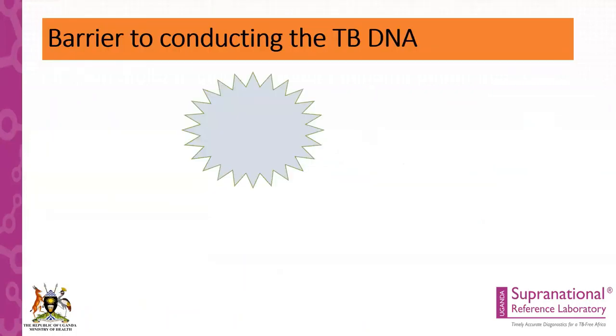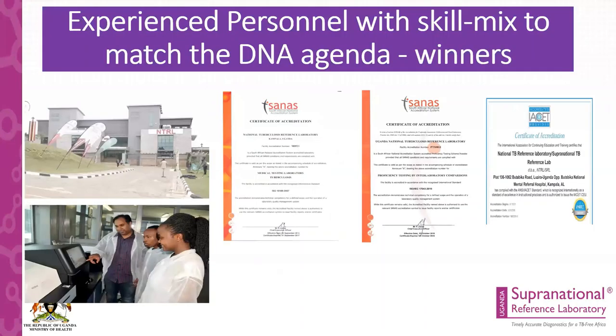So we have a pool of very experienced staff. We have a pool of experienced staff, and these are winners, because you can see that as SRL Uganda, we currently have two accreditation schemes, including 15189 and 17043, and we are also accredited to perform trainings and have been certified in this process.